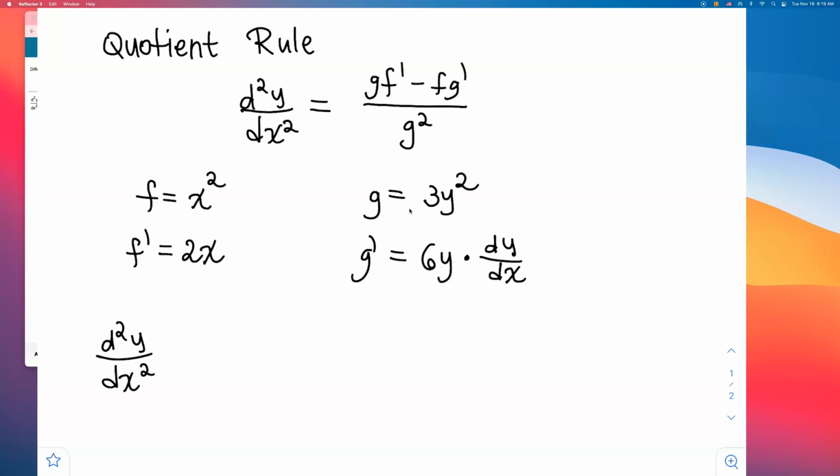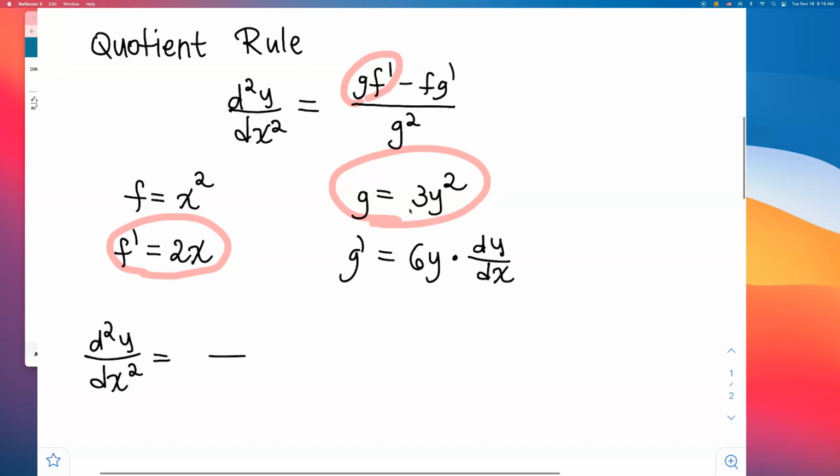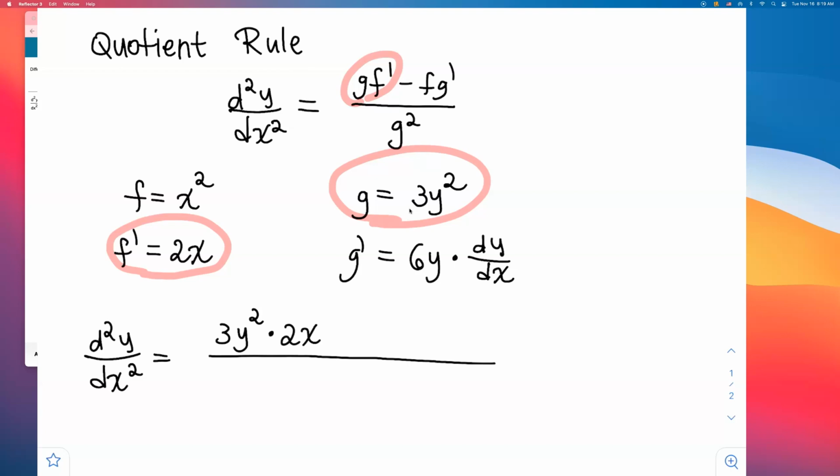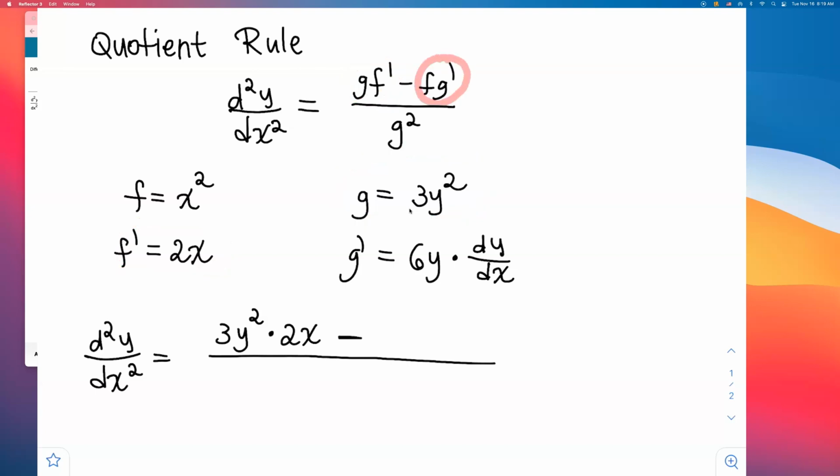Let me put my quotient rule pieces together. The second derivative of y with respect to x is, I have to do g times f prime first, right? g is here, f prime is here, so I multiply those two together. That will be 3y squared times 2x. And then I need the minus sign. What's the second piece of the numerator? I need f times g prime. f is this, g prime is this. I'll multiply those two together: x squared times 6y times dy/dx.